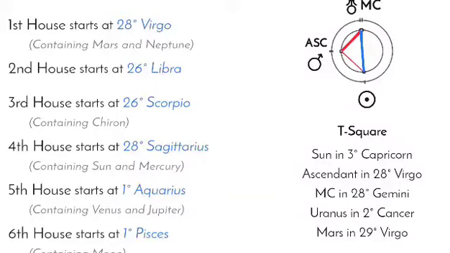Her first house is her ascendant, as you can see, is 28 degrees Virgo. So it's right there on the left hand side. If you can tell, it says containing Mars and Neptune. Now Neptune's degree is not in her T square, so Neptune's not truly affecting the T square, but it is affecting her first house. Her first house, having Neptune there, does give her these actor abilities.